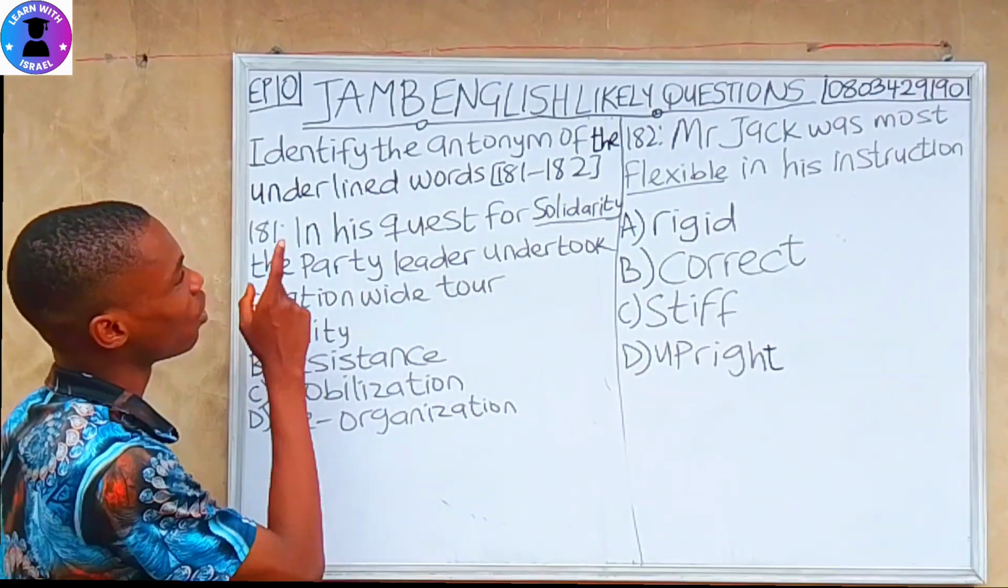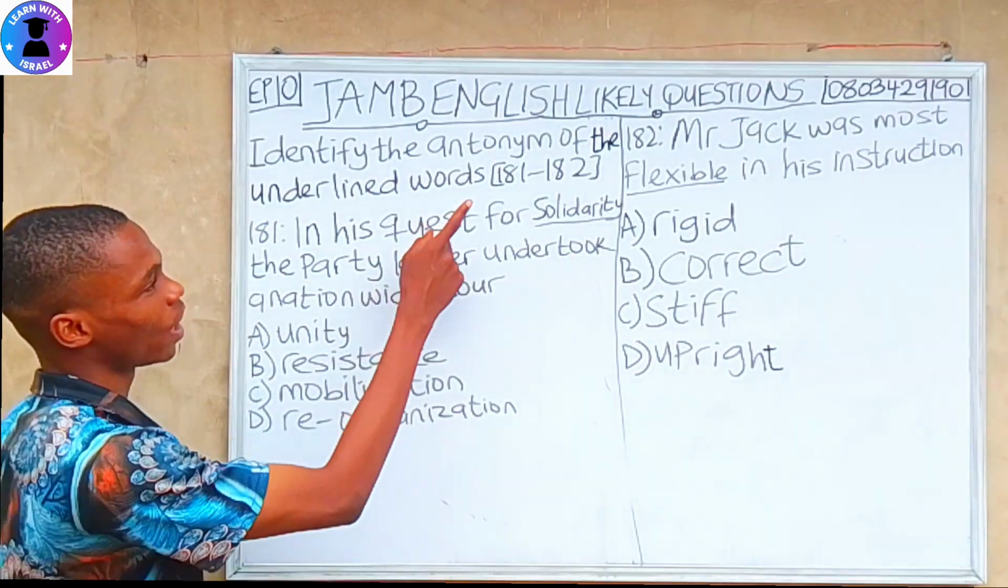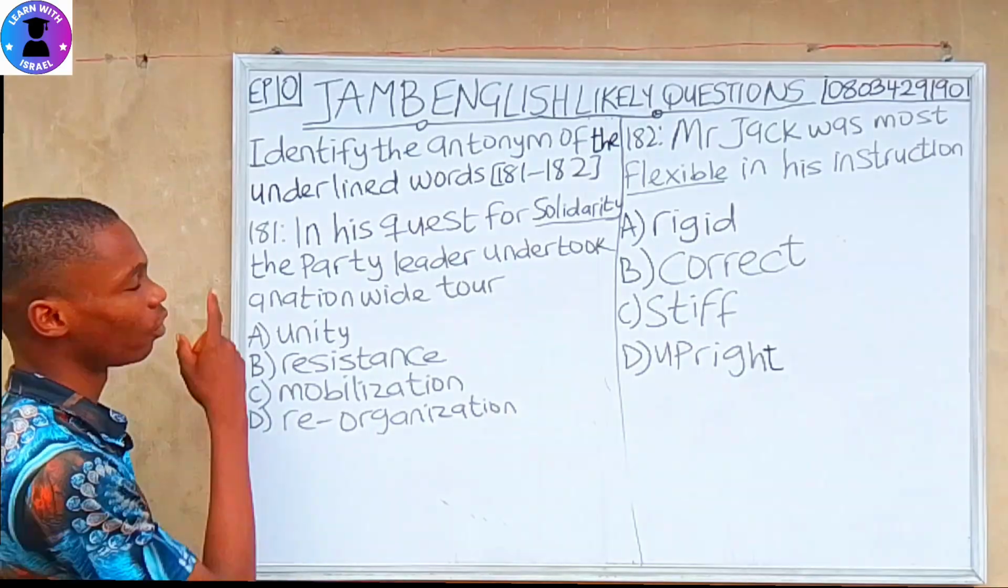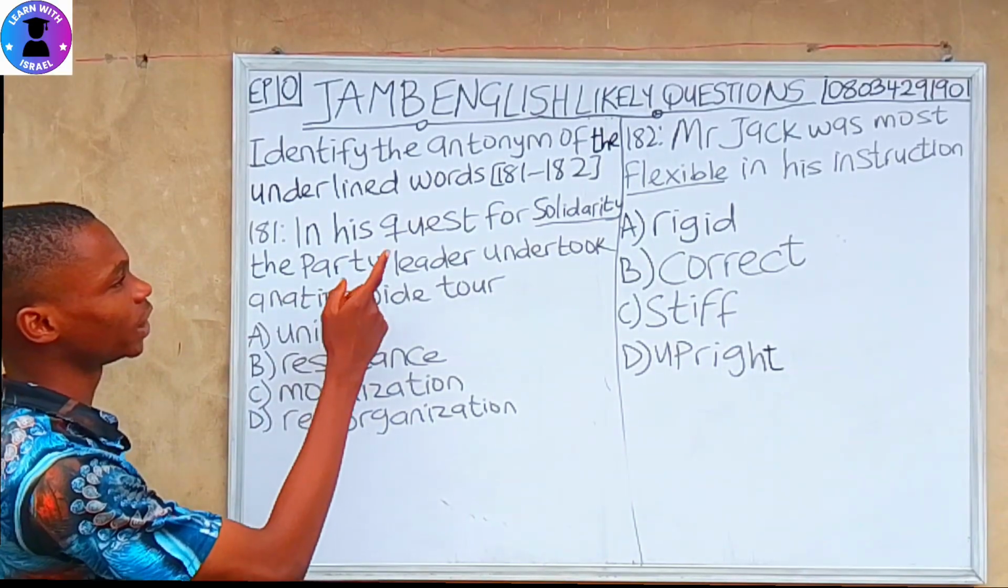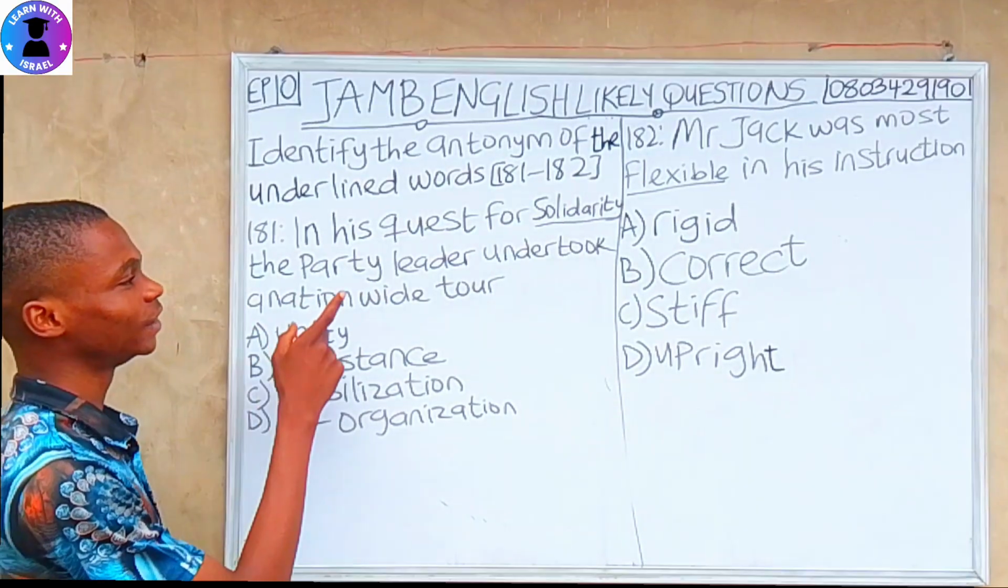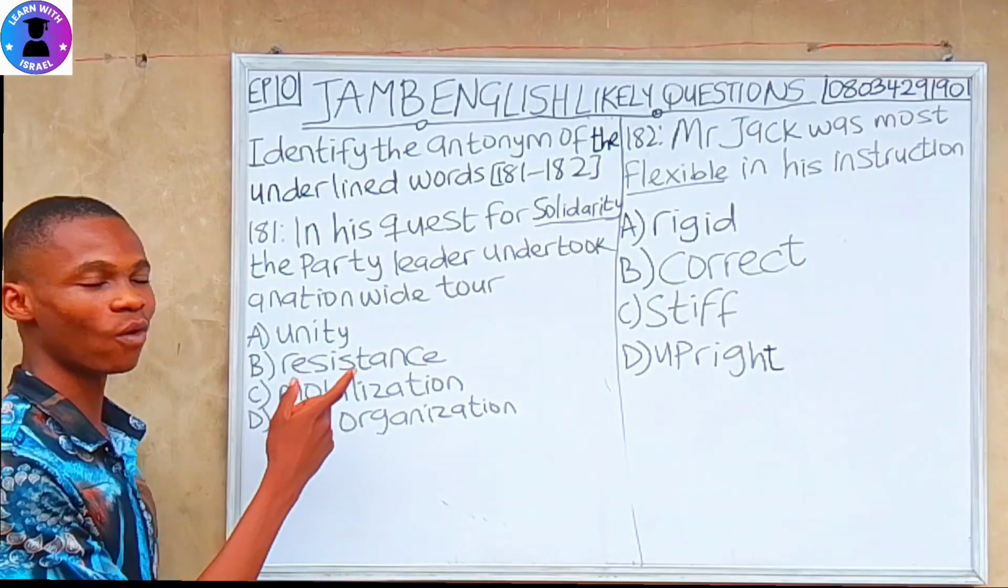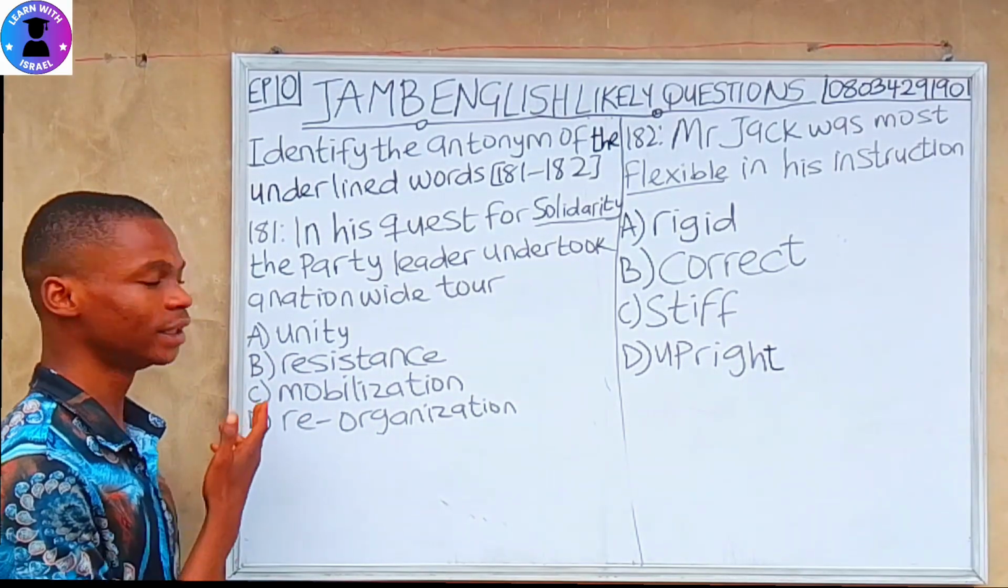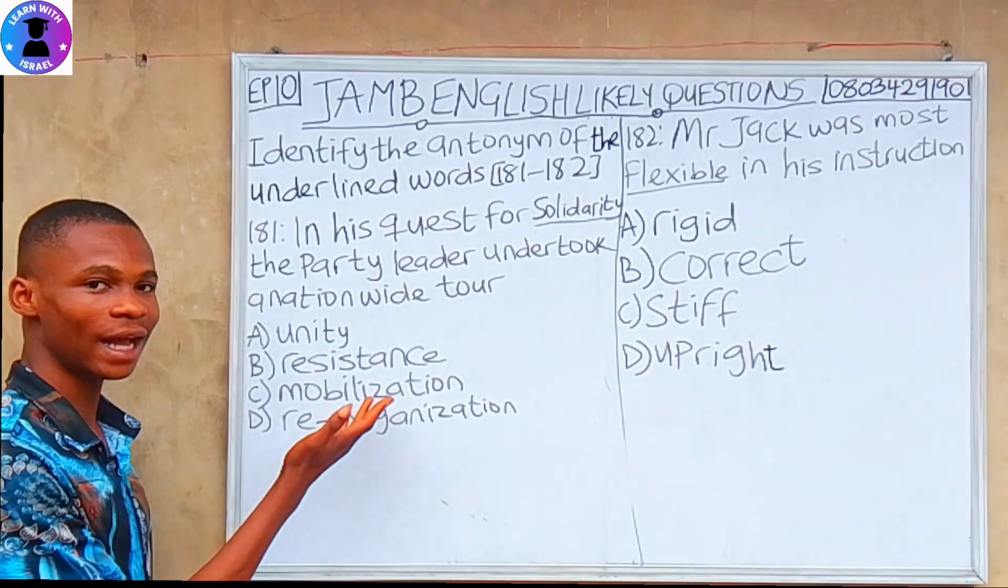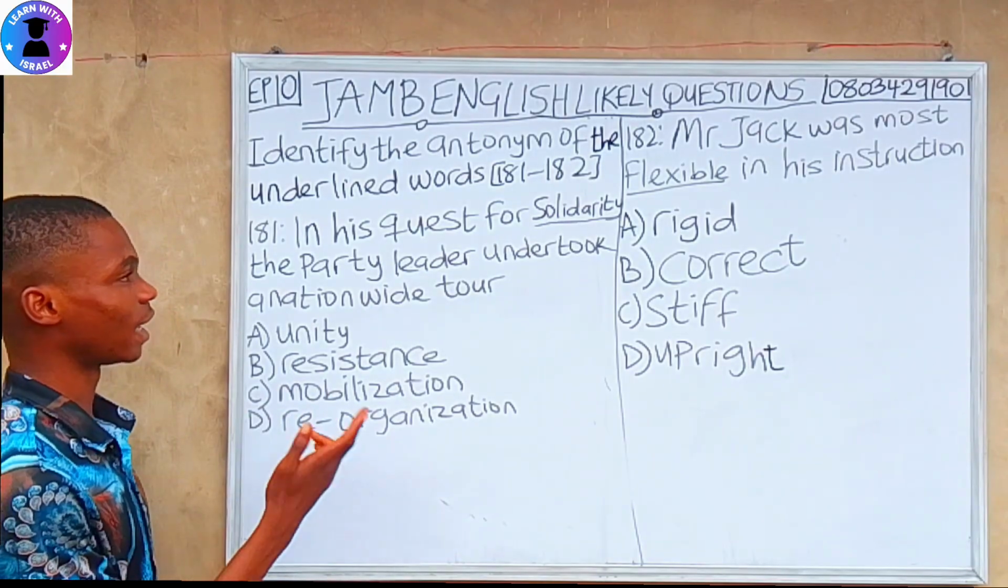Identify the antonym of the underlined word from question 181 to 182. Question 181. In his quest for solidarity, the party leader undertook a nationwide tour. A. Unity. B. Resistance. C. Mobilization. D. Reorganization.